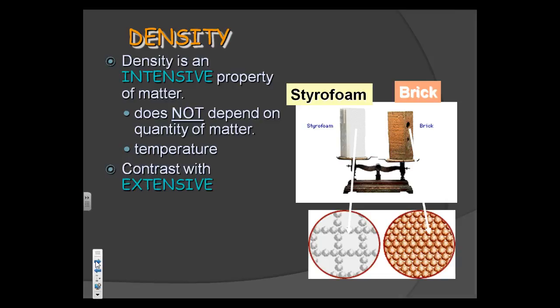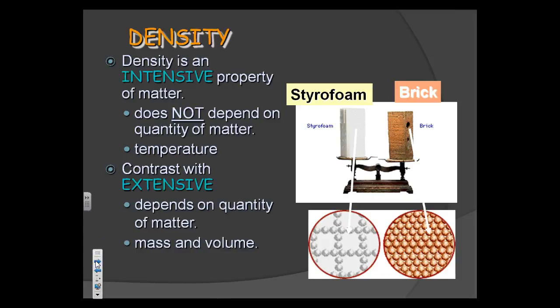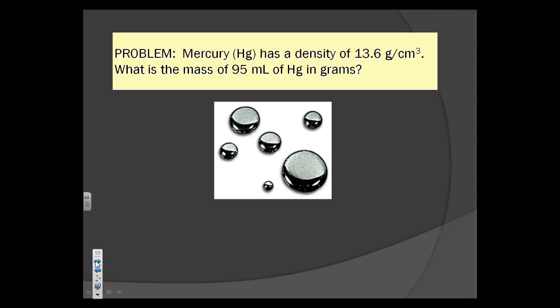Let's see. Extensive properties, as you learned earlier in the semester, depend on the quantity of matter. So that would be like mass and volume independently, not density. Here's a problem. In this case, we're not solving for density. We're going to use density to solve for the mass of mercury. Again, mercury has that nice large density for a liquid especially.